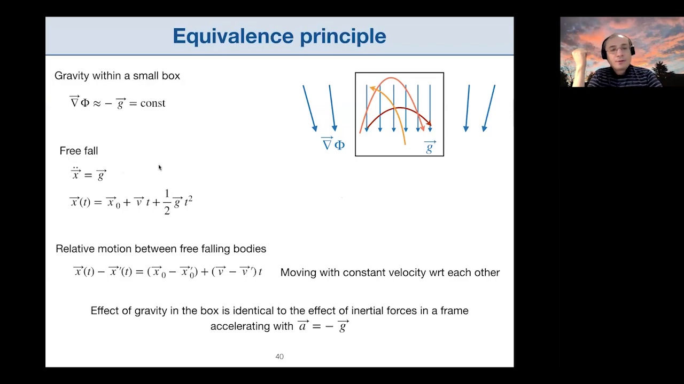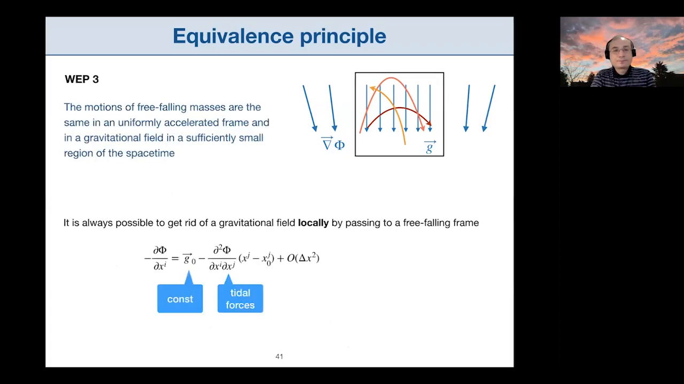All particles would basically, the equations of motion for all particles would look exactly the same with an additional inertial force, which is a constant term exactly like g. So the effect of gravity in the box is identical to the effect of inertial forces in a frame accelerating with acceleration minus g. So this is another formulation of the weak equivalence principle.